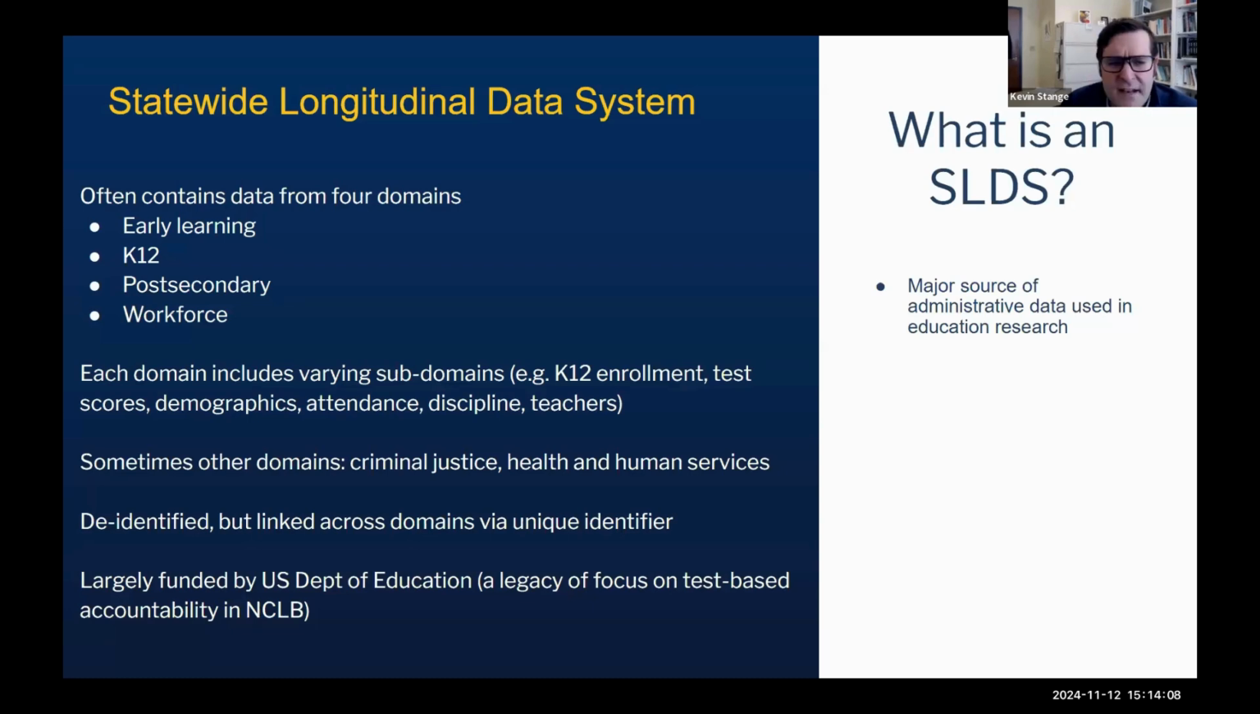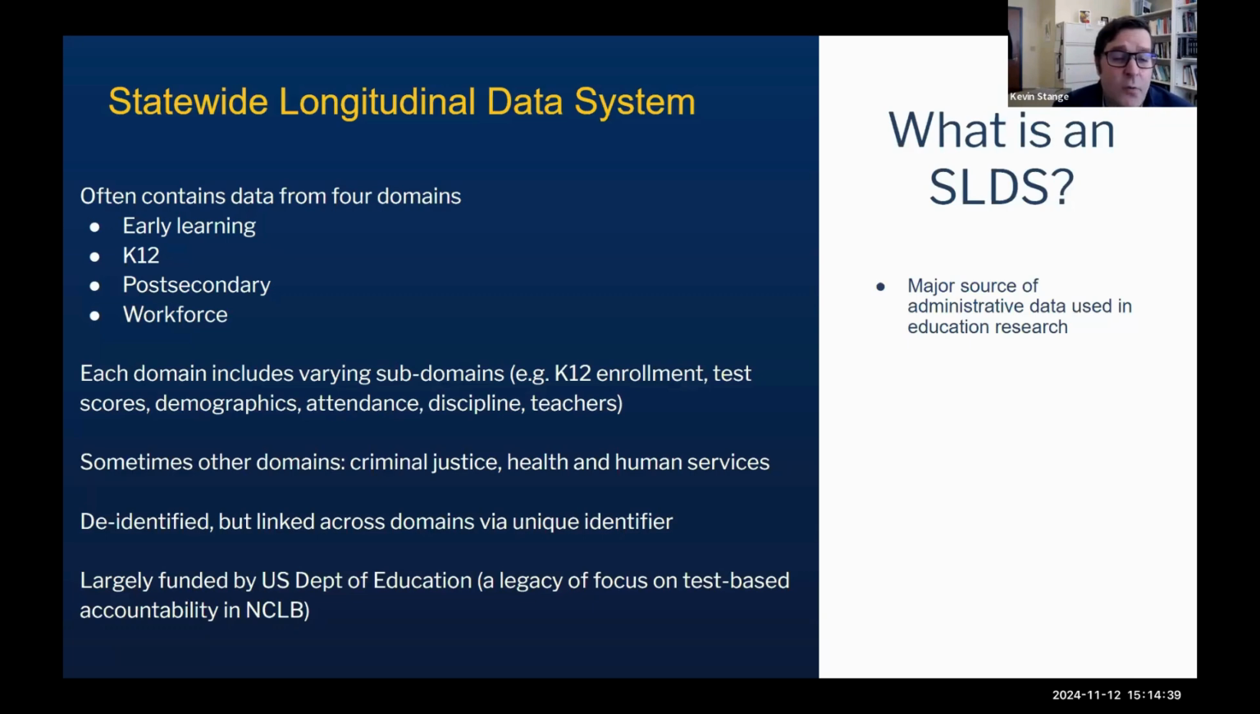And then Kyle will go into a little bit more detail on this. Each of these domains contains a whole bunch of other things too, right? So within K-12, you might have information about K-12 enrollment, students' test scores, demographics, attendance, discipline, sometimes teachers. And then some states bring in other domains, like criminal justice or health and human services, or have a mechanism through which you can link data from those other domains to the SLDS. And Michigan is an example of that, where we sometimes do that kind of thing.